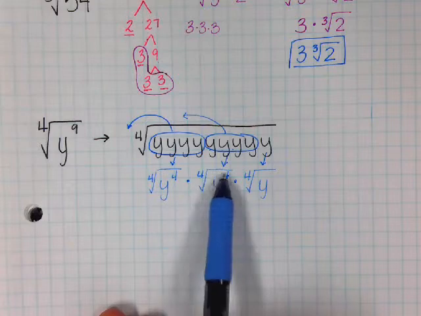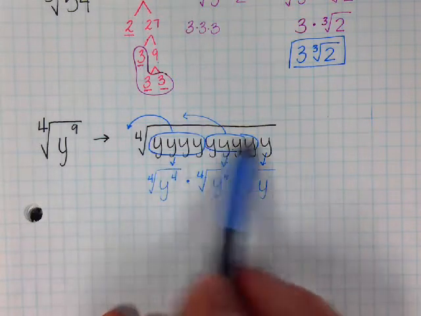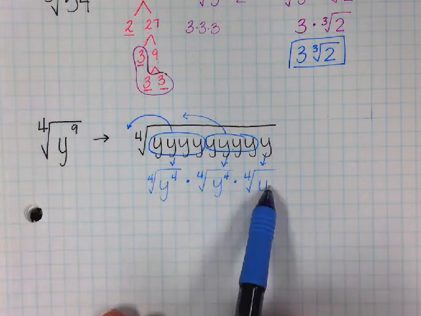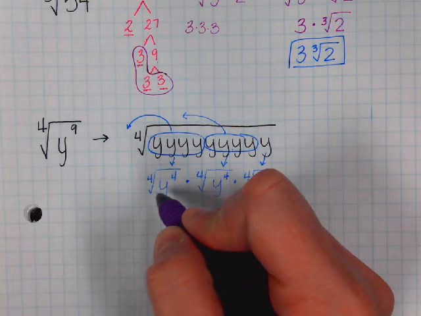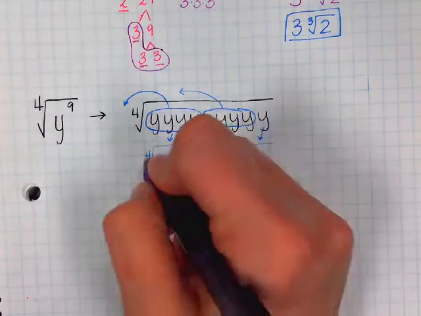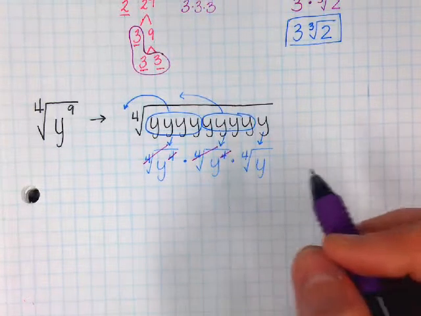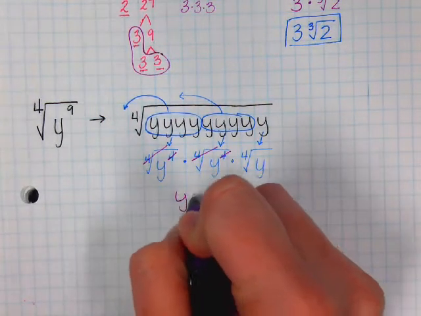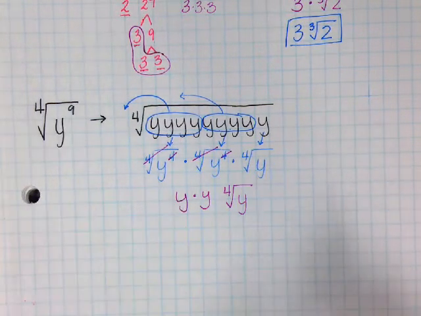So the fourth root of y to the fourth times the fourth root of y to the fourth times the fourth root of y. So I'm just taking each of those sets and rewriting them as many times as I can as y to the fourth, and then there's just a leftover y. Now remember, when you are looking at square roots or cube roots like we did right there, I can cancel a fourth root and a 4, a fourth root and a 4, and so then we're left with the fourth root of y. So we have y times the fourth root of y.